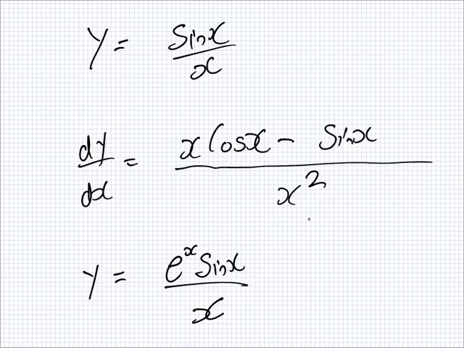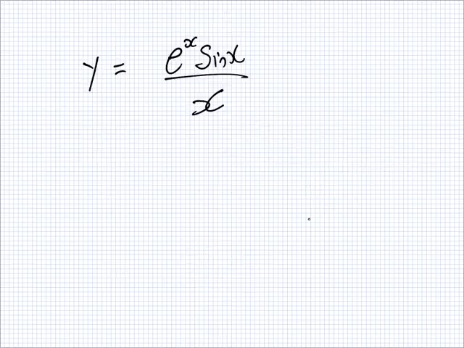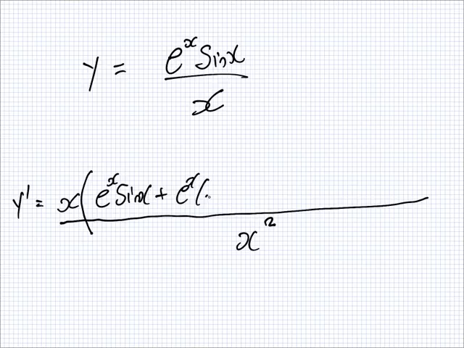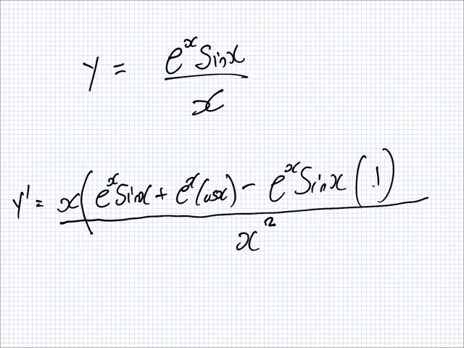Yes? Yeah. Let's have a look at it. So, first we need the quotient rule, which is the bottom squared. And then it's the bottom times the derivative of the top. But the top is a product, so we need the product rule. So that would be e^x sine x plus e^x cos x. So we continue with the quotient rule. The bottom squared, the bottom times derivative of the top minus the top times derivative of the bottom. And that's the answer.